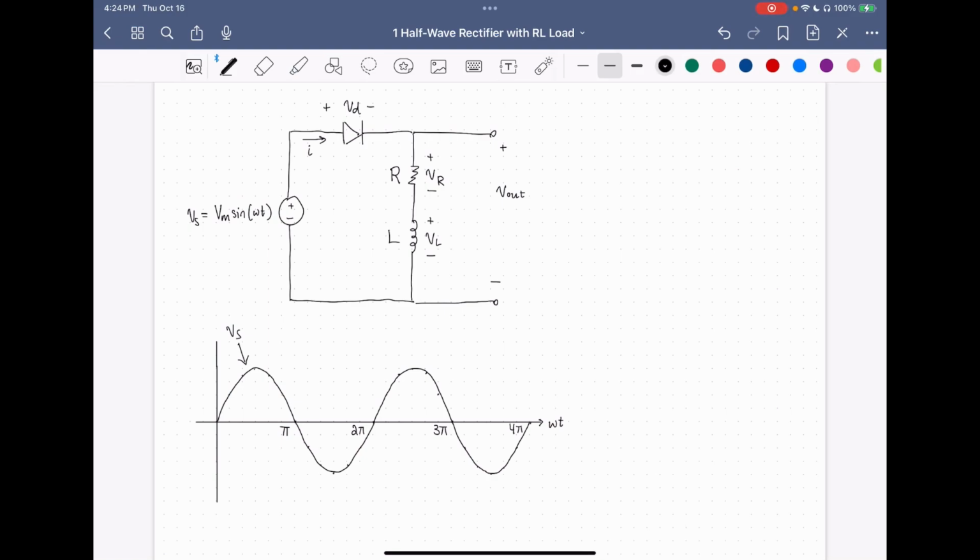In this video, I'm going to go over the analysis of this half-wave rectifier with a resistor and inductor load. Now, the purpose of this circuit is that we have an AC voltage source, and we want to produce an output voltage that has a DC component that's non-zero.